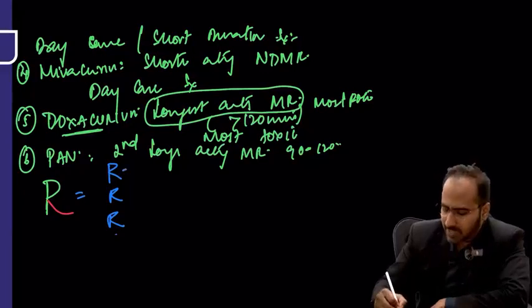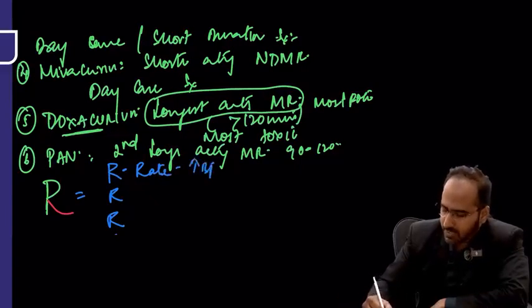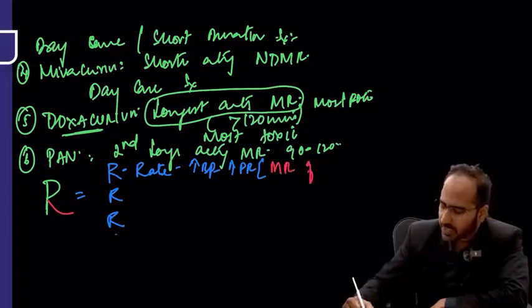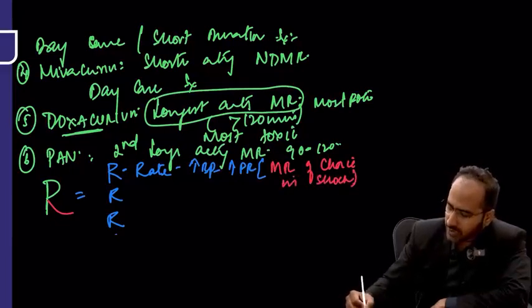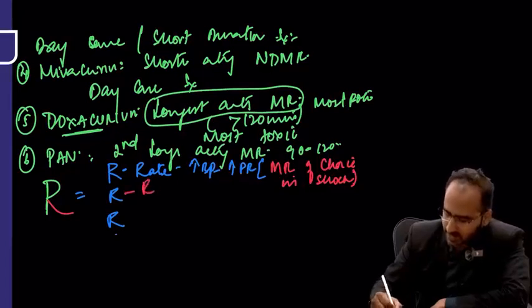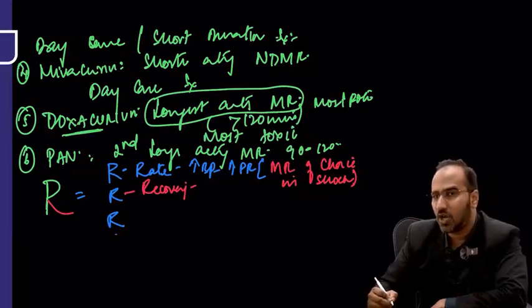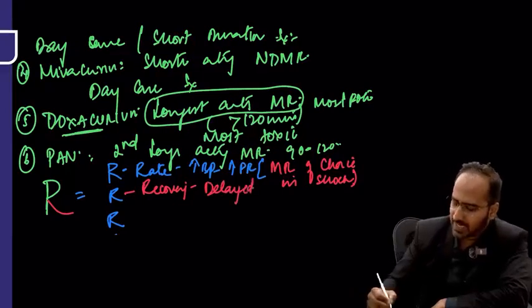R means what, guys? R means rate. Whenever you give pancuronium, the patient's BP and pulse rate increase. Hence, it is the muscle relaxant of choice in shock. The second R of pancuronium is what, guys? Recovery. How is the recovery with pancuronium? As it has a long duration of action, the recovery is delayed. The patient will have delayed recovery.